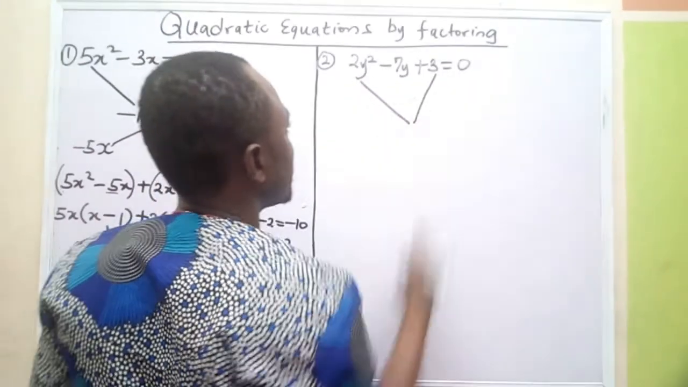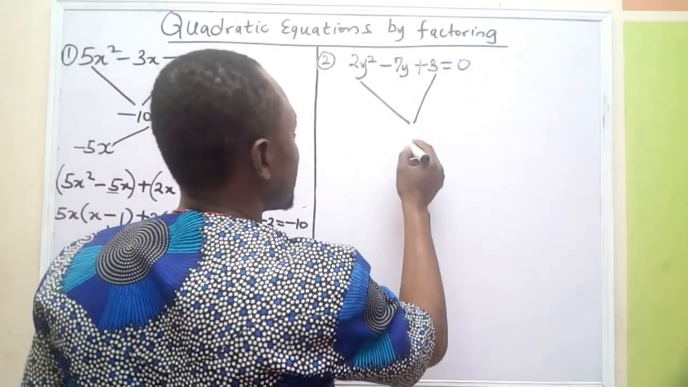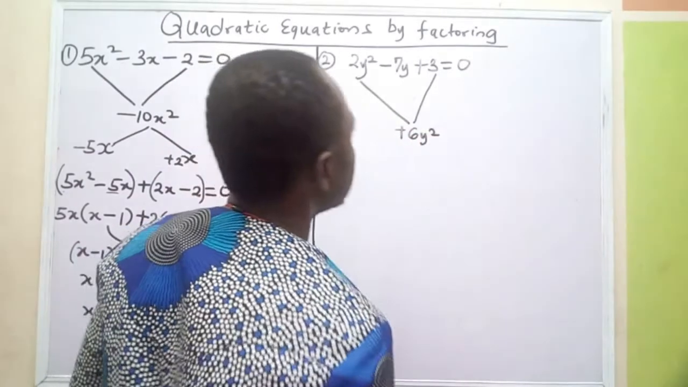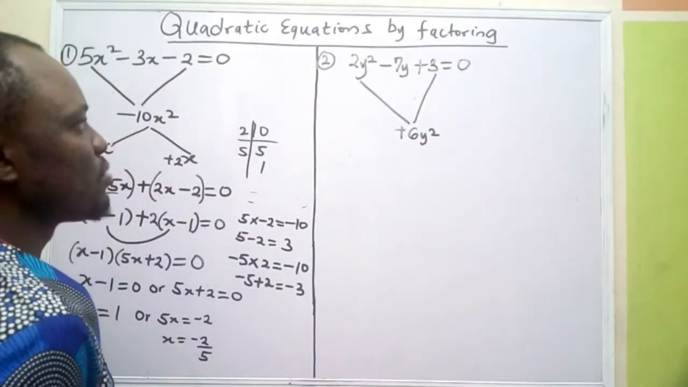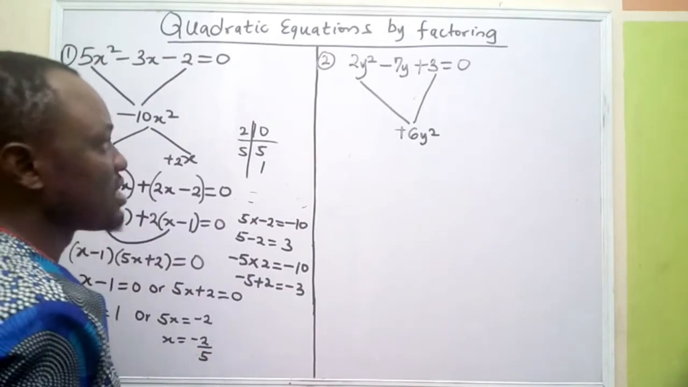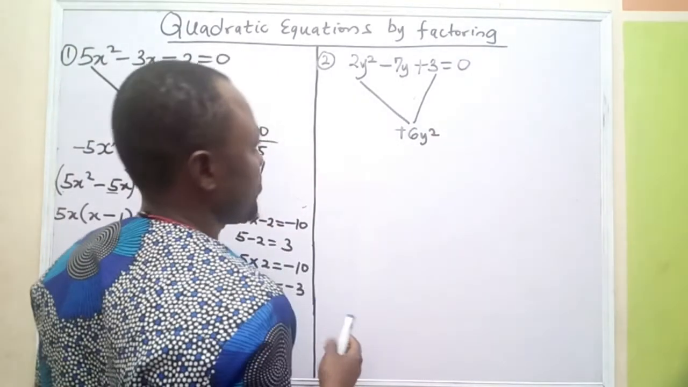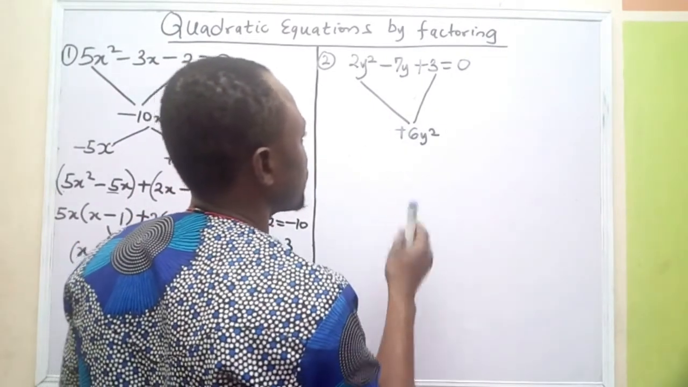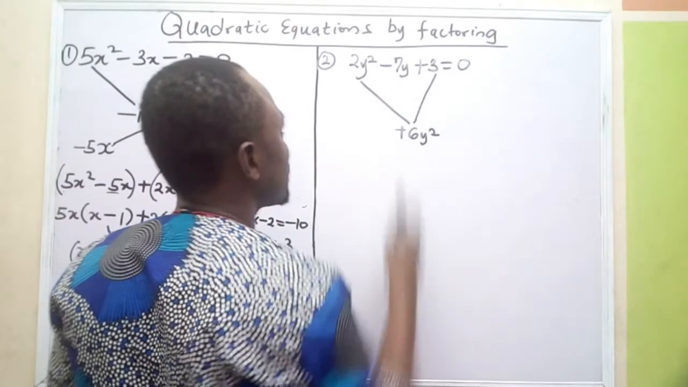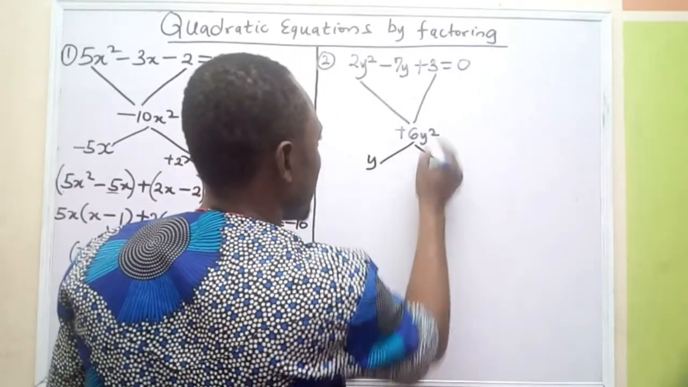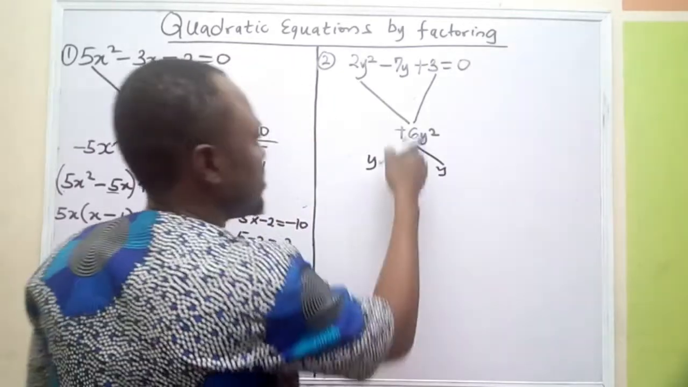So 2y squared times 3 plus 3 will give me plus 6y squared. Now the next thing we want to do, we want to look for two factors such that when we multiply them, it gives us plus 6. If we add or subtract them, it gives us minus 7. So let's break the y's into y, the y squared into y and y.